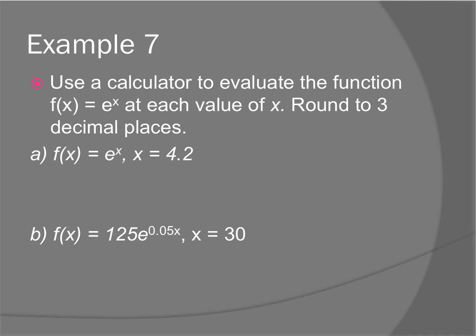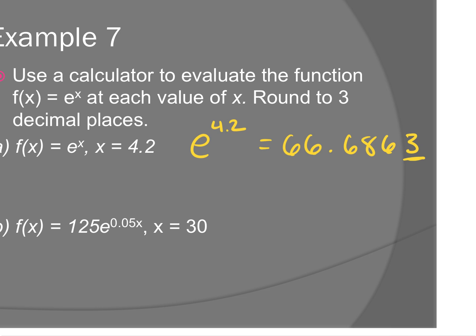Example 7, we're going to practice using the button in our calculator. So it says use a calculator to evaluate the function e to the power of x at each value of x, round to 3 decimal places. So here we have e to the power of 4.2. Most calculators have an e raised to the power of x button. So you would click e to the power of x and then just put 4.2. So this should give you 66.6863. We look at the 4th decimal to tell us how to round to the 3rd. If our 4th decimal is 3, do we round up or keep it the same?